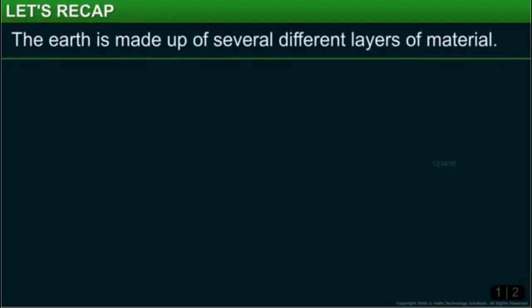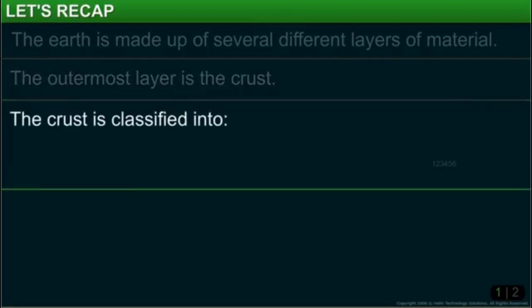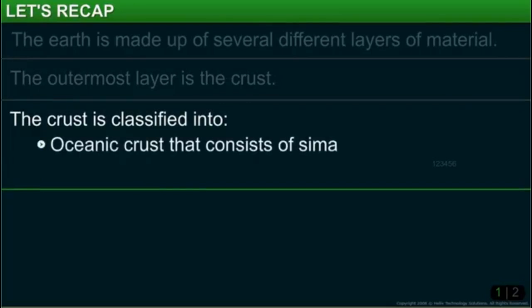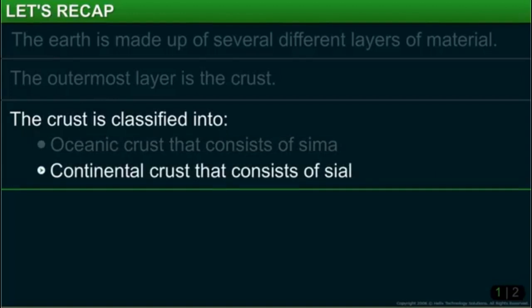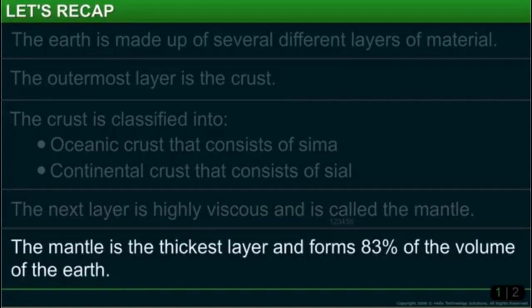In this module, you learn that the earth is made up of several different layers of material. The outermost layer is the crust. The crust is classified into oceanic crust that consists of sima, and continental crust that consists of sial. The next layer is highly viscous and is called the mantle. The mantle is the thickest layer and forms 83% of the Earth's volume.